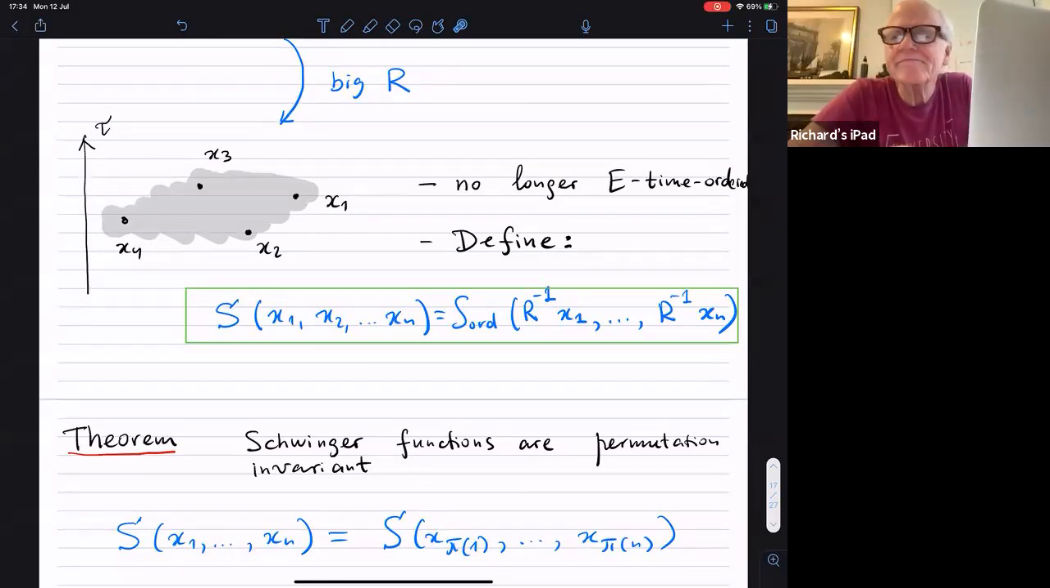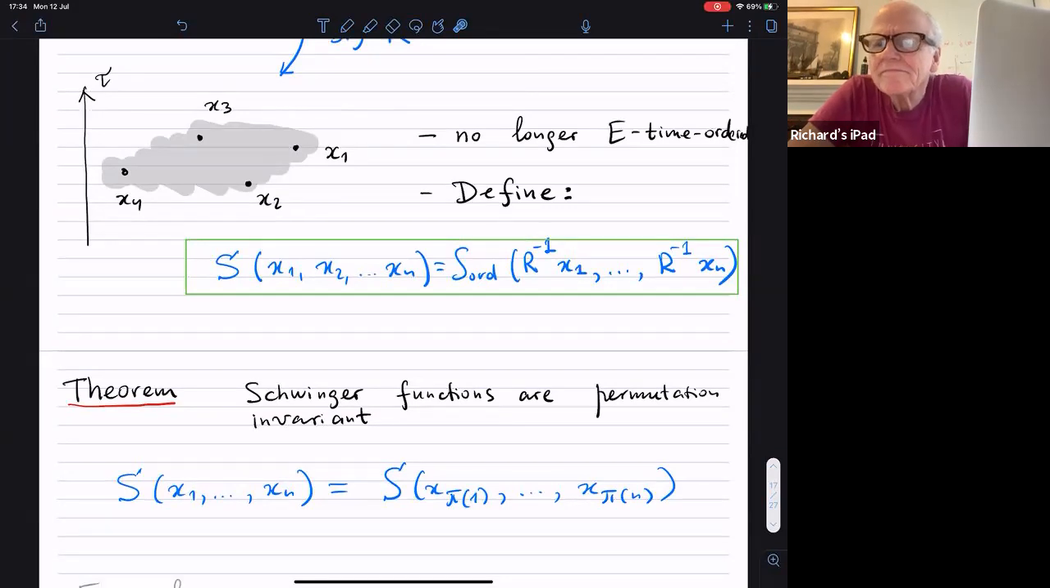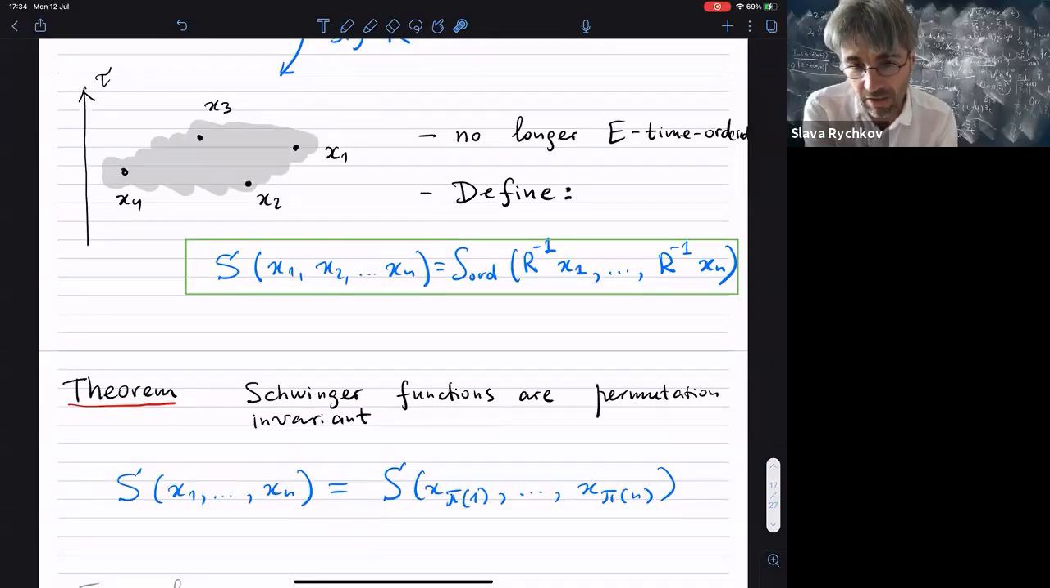This is answered by the following theorem that says that everything is consistent, that all definitions that you can possibly imagine are going to give the same Schwinger function. And this Schwinger function is going to be invariant under permuting points. So that's a theorem which really needs to be proven. It's not obvious at all at this stage.